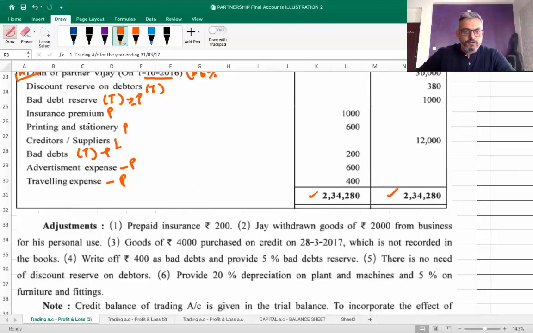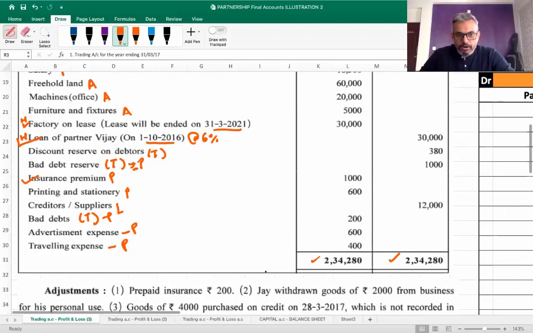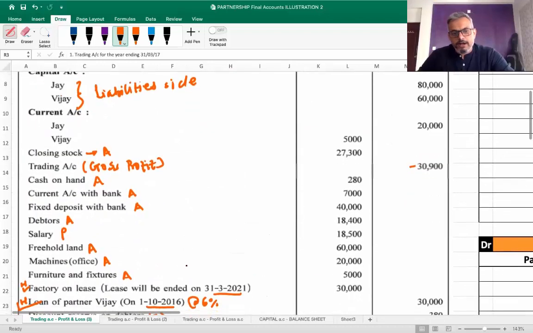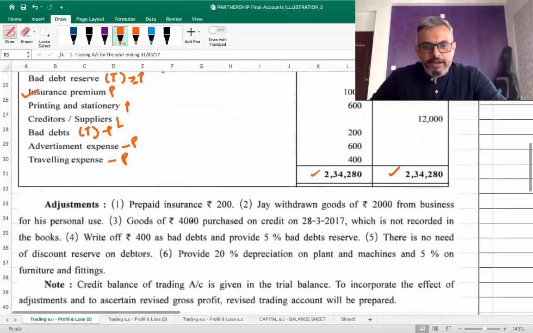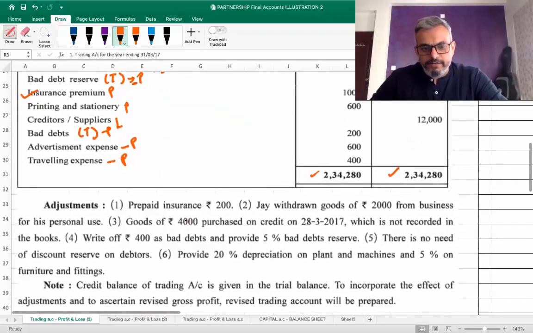So prepaid insurance, so take insurance. Jai withdrew goods of 2000 from the business for his personal use. Now goods are withdrawn from the business, so over here we are already given a balance of the trading account. So what we do is, one effect will go to the trading account. Now a trading account was already prepared, so we will prepare a revised trading account. So one effect will go to it, and second we will adjust it in drawings.